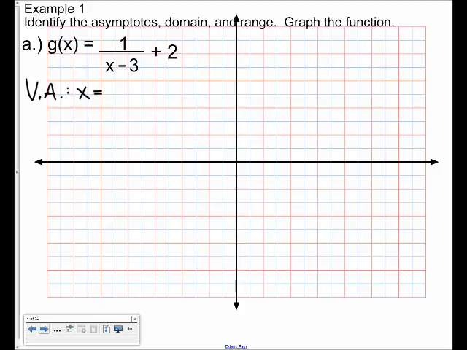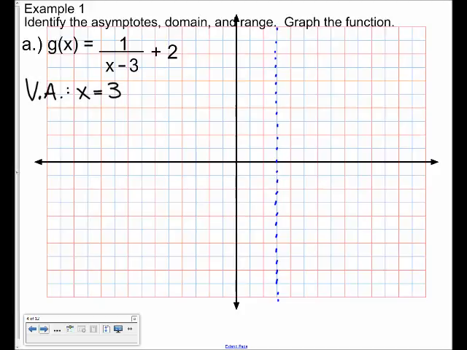What is the excluded value for this function? 3. Positive 3, right? Because 3 minus 3 is 0, and I can't have that. So that is my vertical asymptote. So when I go over to x equals 3, what am I going to do? I'm going to put a vertical dotted line. So go on your x-axis to 1, 2, 3. I'm going to put a dotted line right there. That's my vertical asymptote.